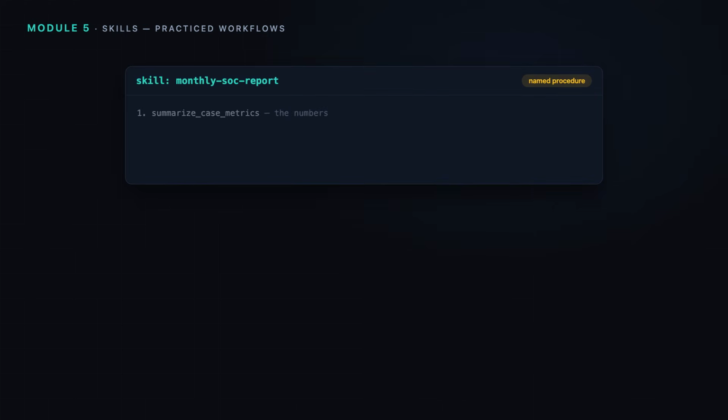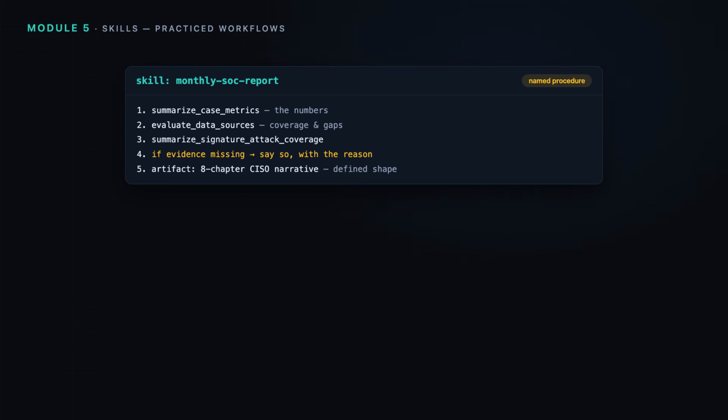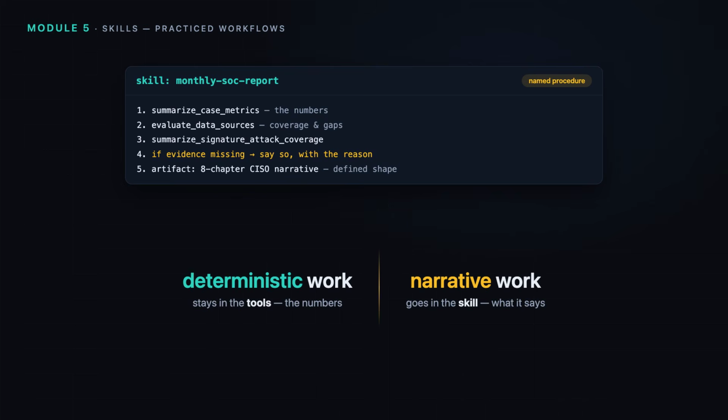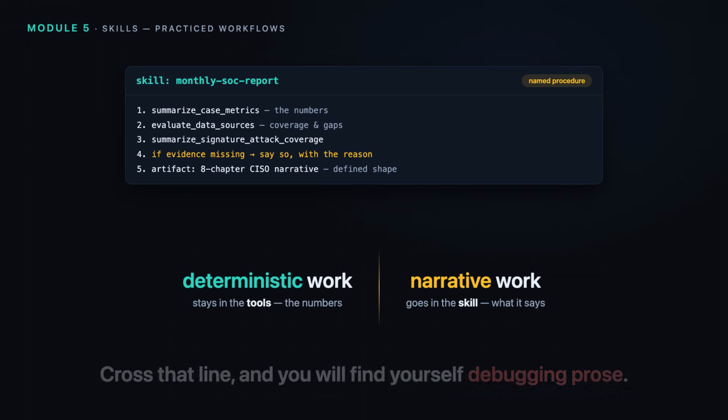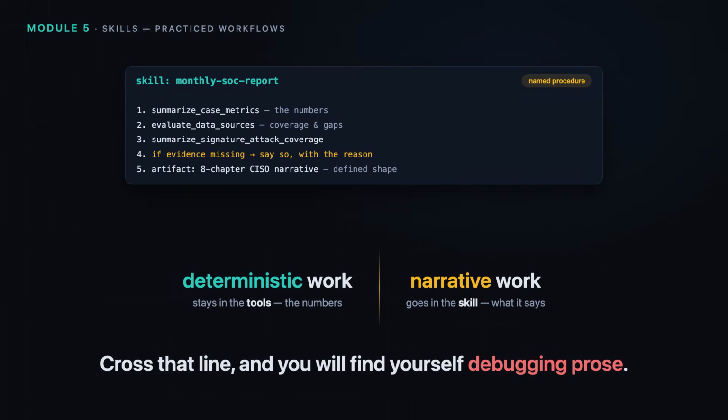Skills come next because some deliverables are not one capability. They are a practiced workflow: the monthly report, the case investigation, the onboarding assessment. Package each one as a named procedure: which capabilities in what order, what to do when evidence is missing, what the finished artifact looks like. And keep one line sharp. Deterministic work stays in the tools, narrative work goes in the skill. The skill decides what the report says. The tools decide what the numbers are. Cross that line and you will find yourself debugging prose.